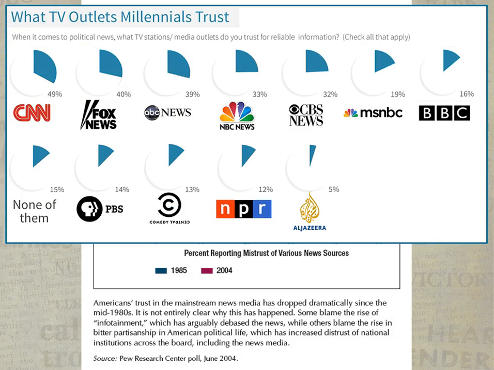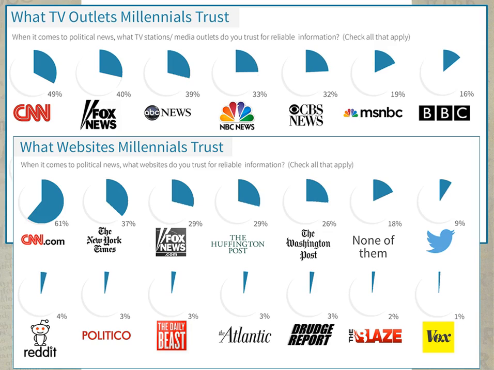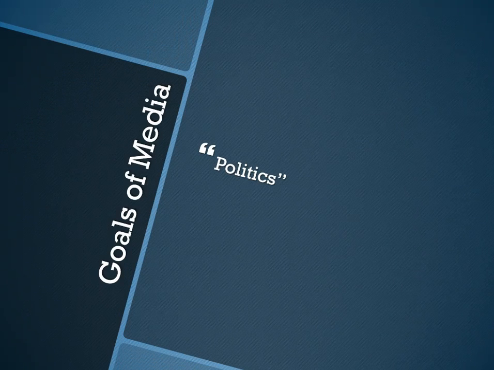So we find that even though people are consuming more news, they don't tend to trust the news that they get. When we asked millennials what they trust, 49% said CNN, 40% Fox News, 39% ABC. You can sort of read the rest for yourself. I think it's funny, 15% of people don't trust anybody for their news. When it comes to websites, again, CNN, New York Times, Fox News tend to be the most trusted out there. Huffington Post, Washington Post, and 18% of people don't trust anything. And so it gives you an idea of where people sort of your age and a little bit older than you are getting their news from.